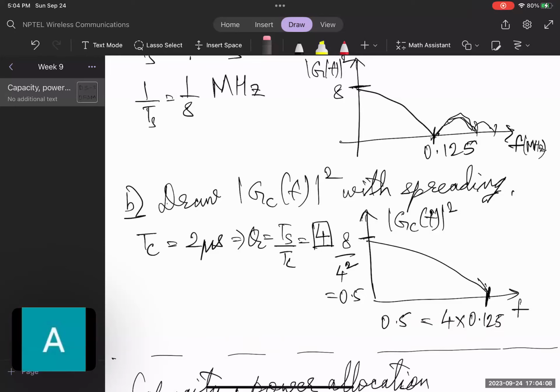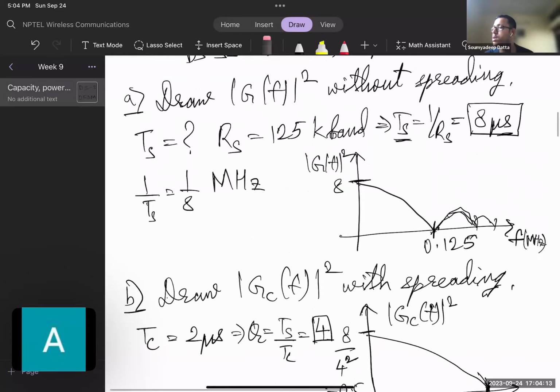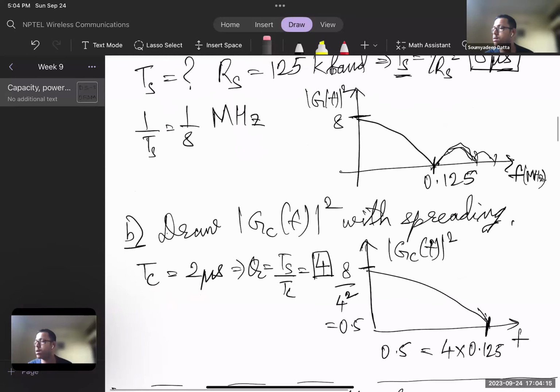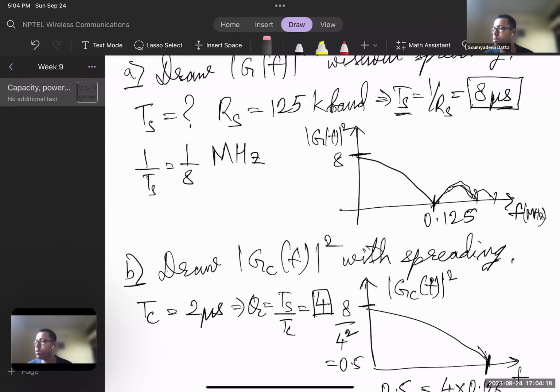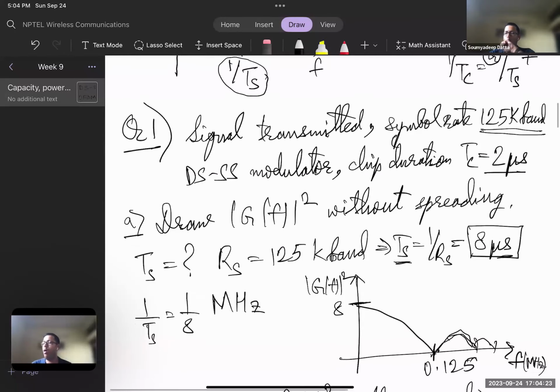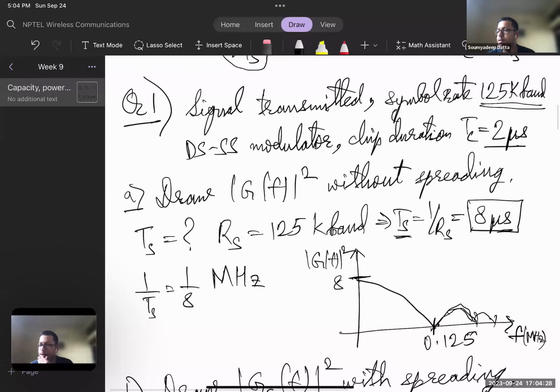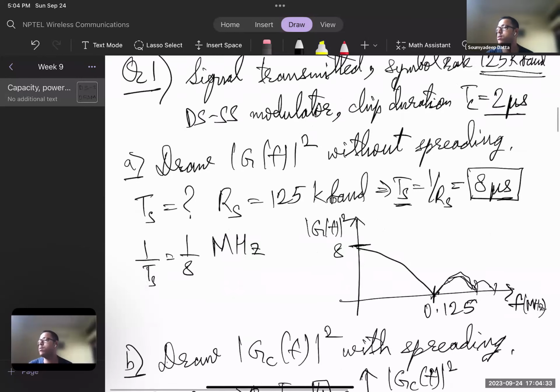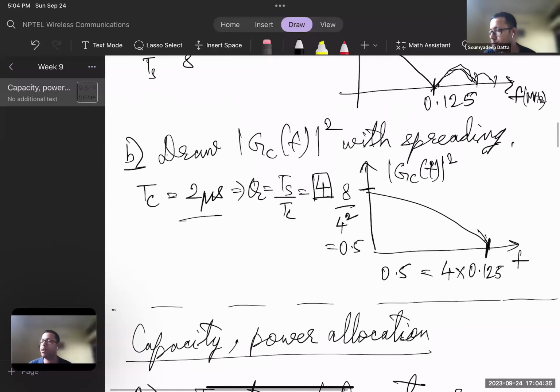Sir, how has this Q value come, sir? It is Ts by Tc. The symbol time we have calculated to be 8 microseconds, right? And the chip time is provided in the question. It was 2, I just took the value 2. So you are provided the symbol rate, from where you can calculate the symbol time, and then you can calculate the ratio of symbol time and chip duration. So you will get 4. This is a simple calculation. I hope this is clear.